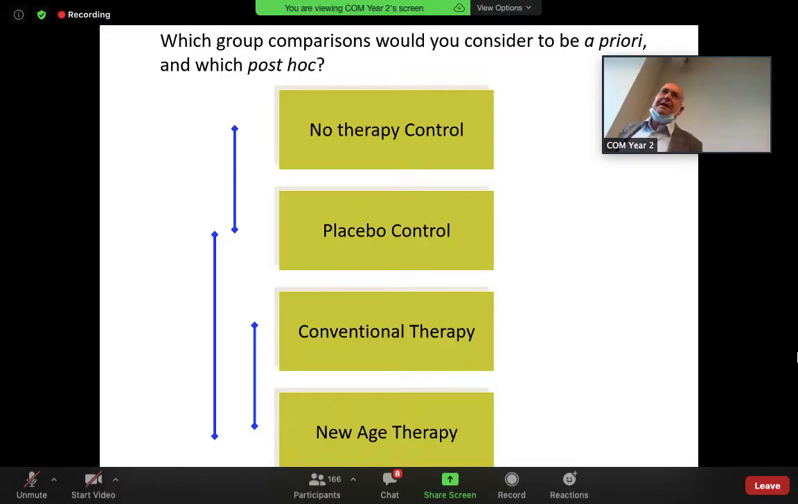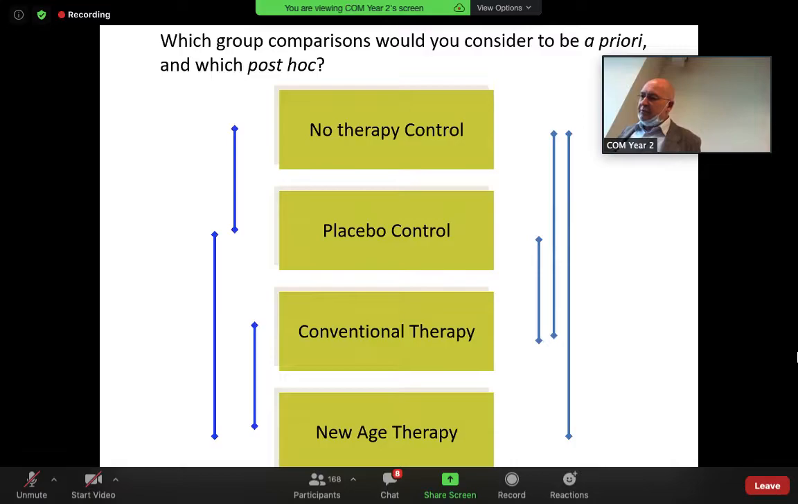Actually you can have as many a priori comparisons as you want, but if you cover all of them, there are 6 possible comparisons here, then people might not believe you and say, well, you're just covering your bases here, you're going to say everything is a priori. Anyway, if some of them are a priori and some of them are post hoc, I will show you the others which would be post hoc. So these are just the remaining comparisons between placebo control and conventional therapy, between no therapy control and conventional, and between no therapy versus new age therapy.